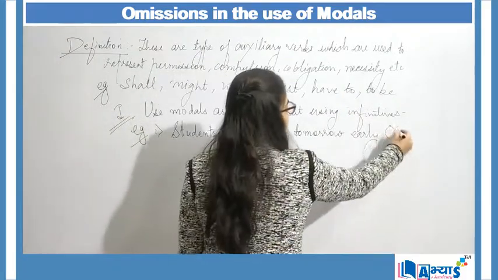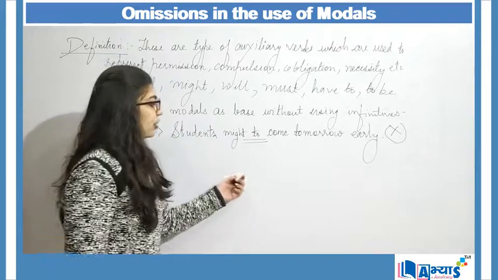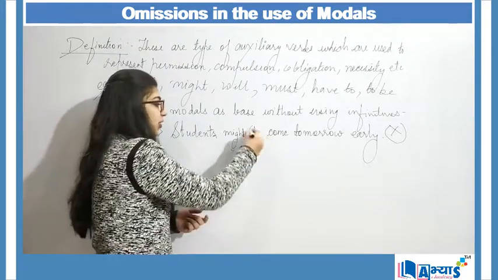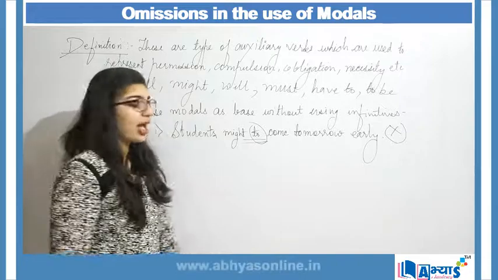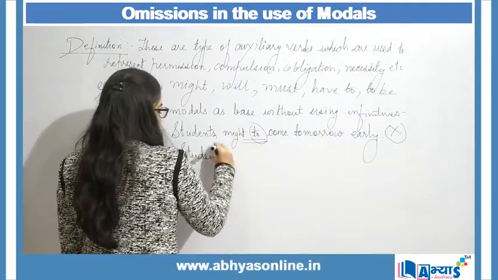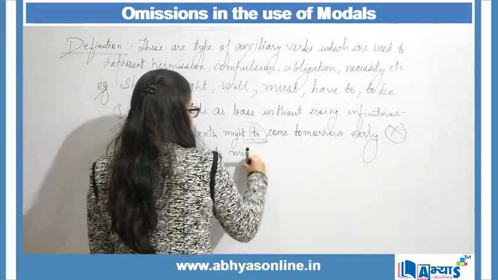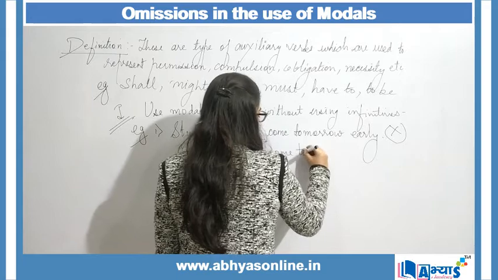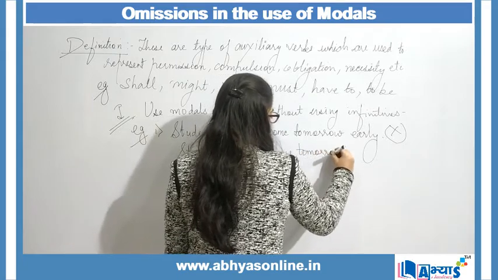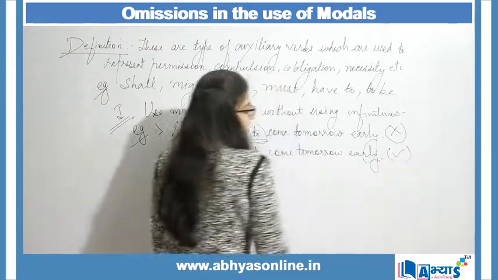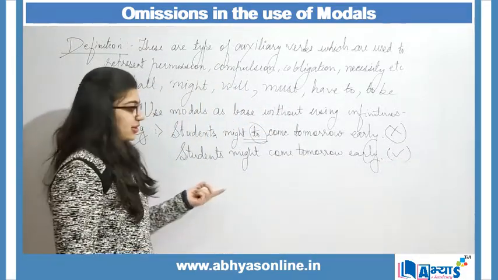So here my sentence is wrong. Why? Because I have to omit a word over here, and the word to be omitted is to. I will just say students might come tomorrow early. And this makes my sentence grammatically correct.